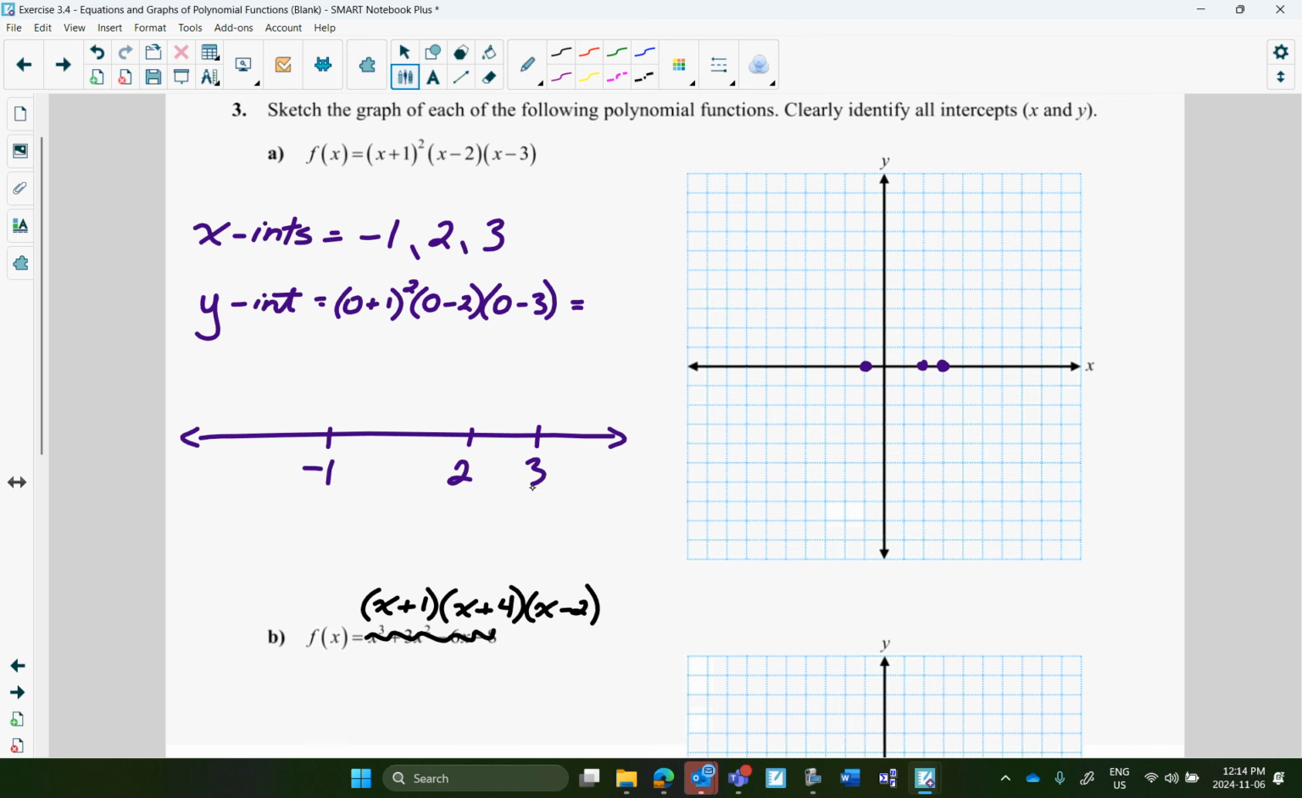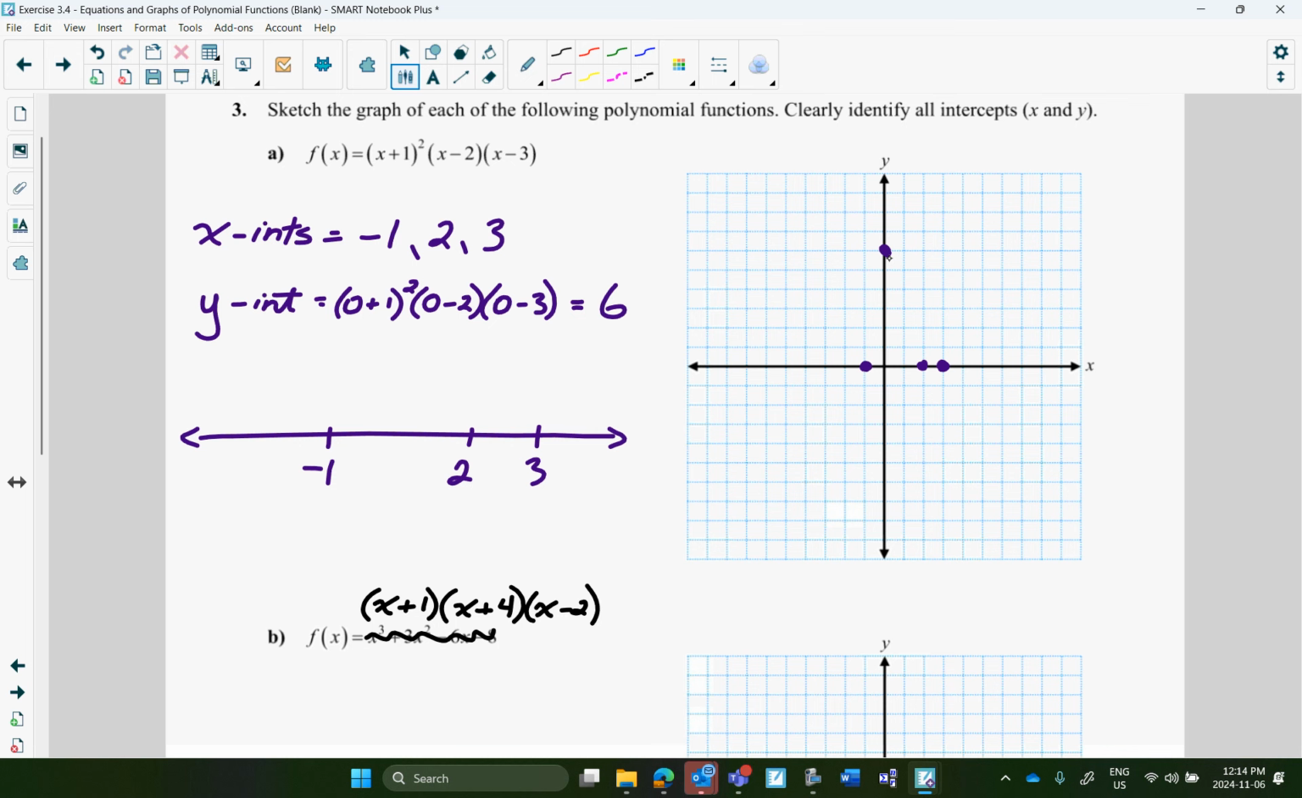Anybody got the y-intercept? What? Positive 6. Positive 6? Did you get positive 6? There you go. Just messing with your heads. Be confident, you guys. Okay. That's right.